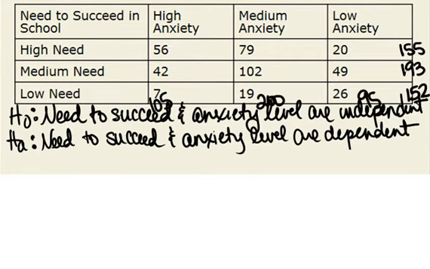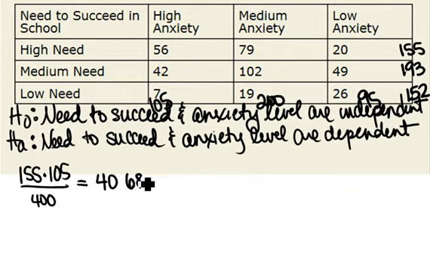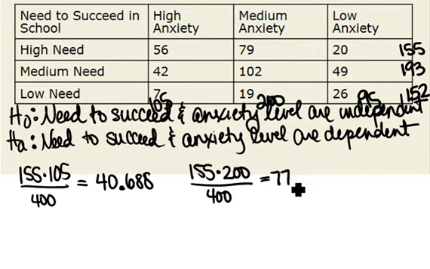Now that we have all our row and column totals, we can start finding our expected counts. For the first category, high need, high anxiety, we have a column total and row total of 155 and 105. So we multiply those. We divide by our total sample size of 400 to get an expected count of 40.688. For the next group, we have a total of 200 and a 155 if we move left to right in the table, divided by our 400, which gives an expected count of 77.5. So we continue this through all of the 9 categories and find all of our E's, and I'll add those to the table now.